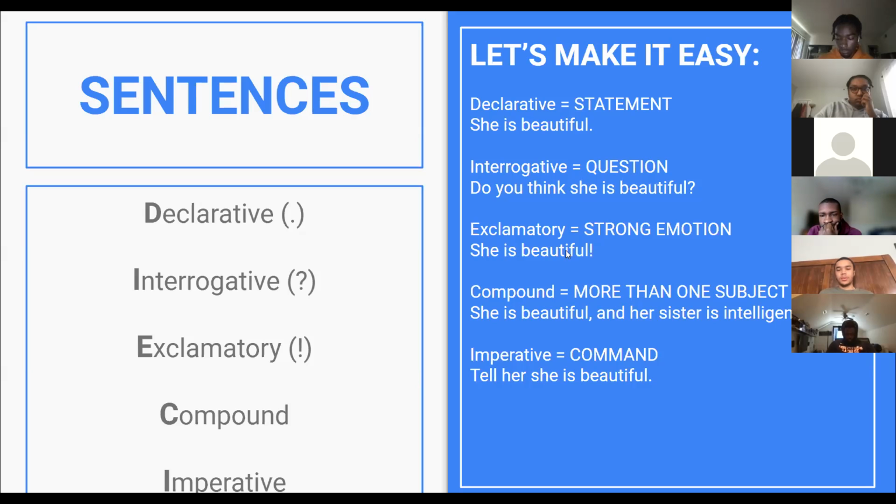And then an imperative is what we talked about, those commands. Tell her she is beautiful, right? Sit down, shut up, don't go there. It's just a command, imperative sentence. So those are the different types of sentences. Any questions on that?